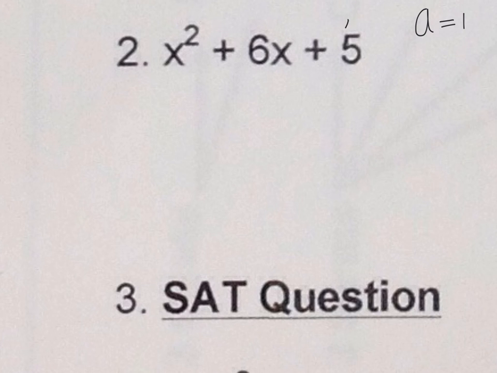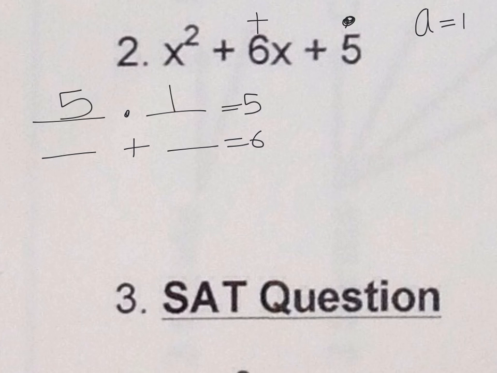So I need 2 numbers that multiply to give me 5 and add to give me 6. What are they? Now what multiplies to give me 5? 5 times 1 is 5. 5 plus 1 is 6. So there you go, I'm done. Then my 2 factors are x plus 5 and x plus 1.